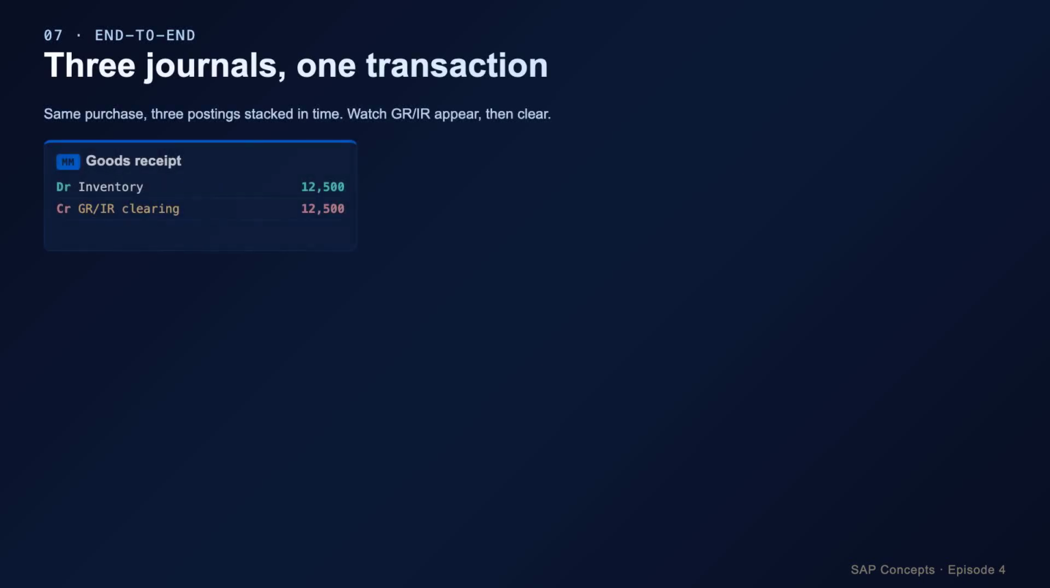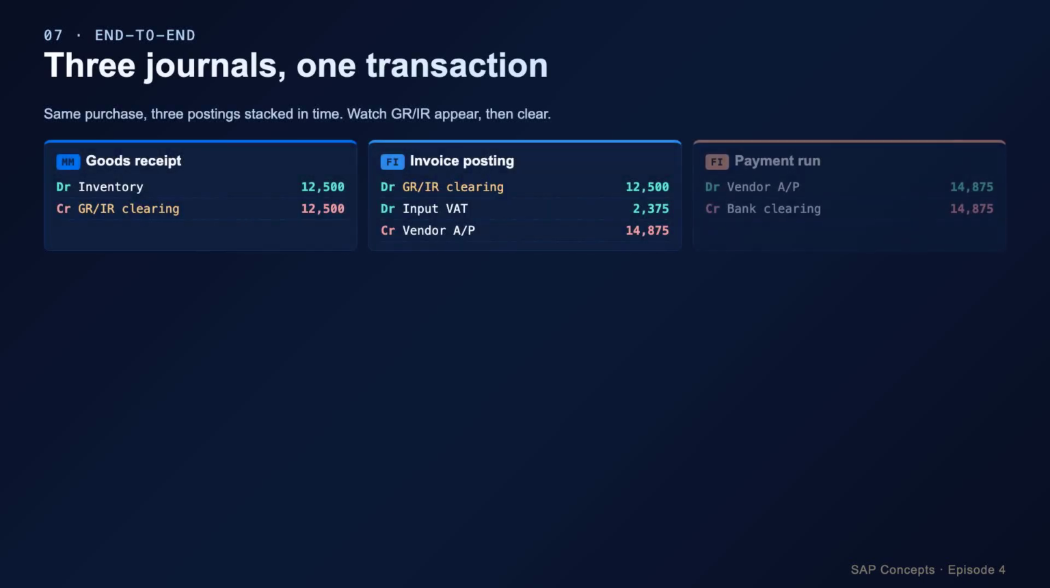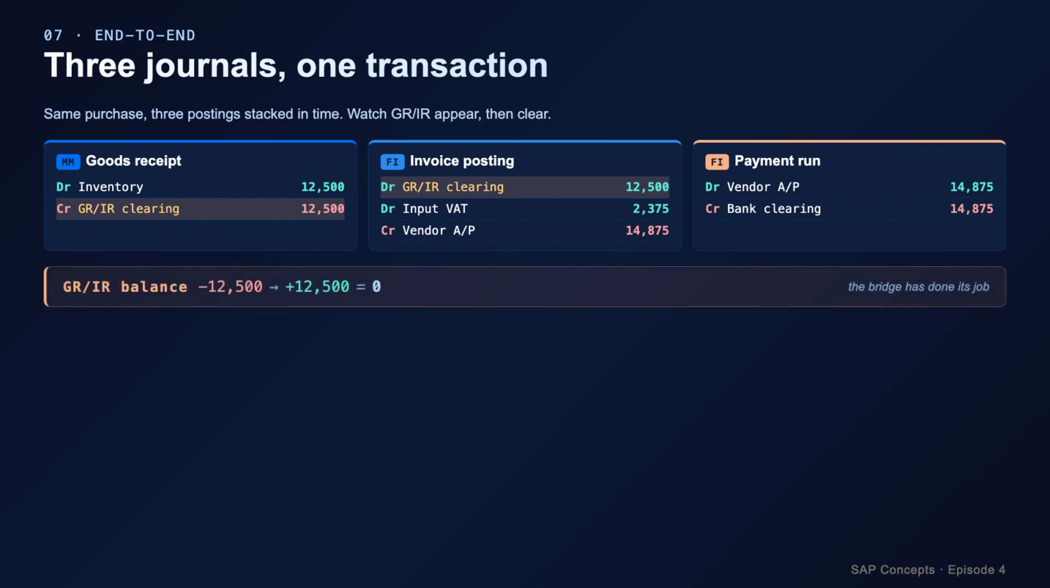So if you stack all 3 FI postings from the same purchase, you see the rhythm. Goods receipt. Inventory up, GRIR credited. Invoice, GRIR debited. Vendor AP credited. The bridge flips. Payment, vendor AP debited. Bank clearing credited.